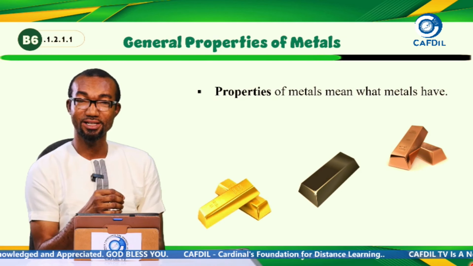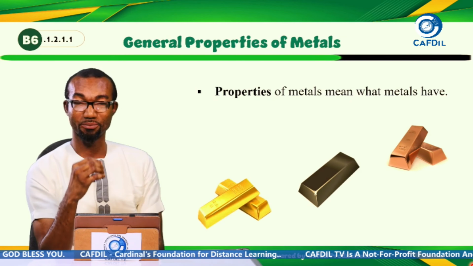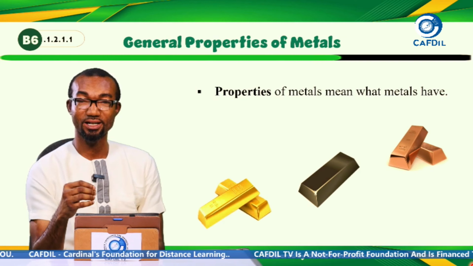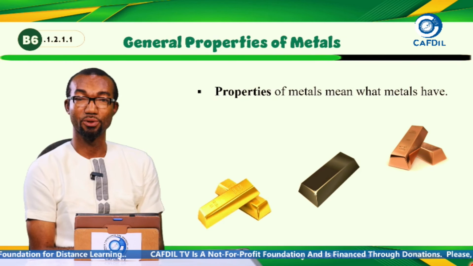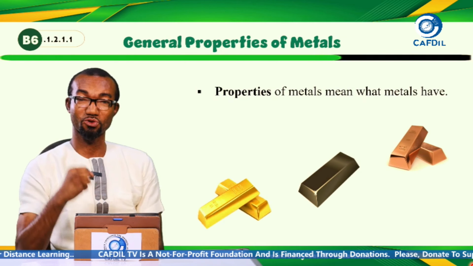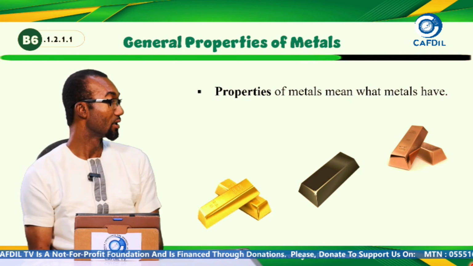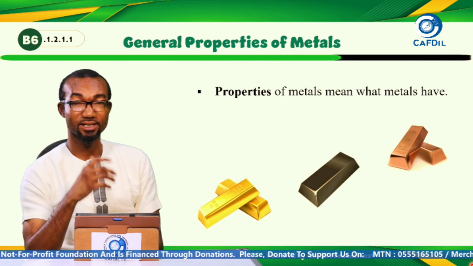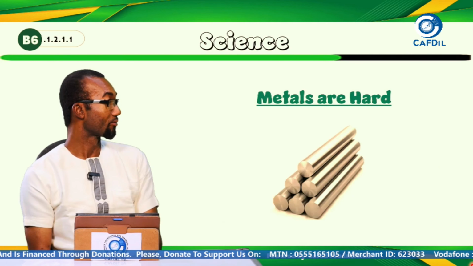When I look inside your school bag, you have pencil, pen, eraser, math set, textbooks, exercise books. They are your properties, what you have. So we are going to look at what metals also have that can be used. Based on these properties, they can be used to make other objects.